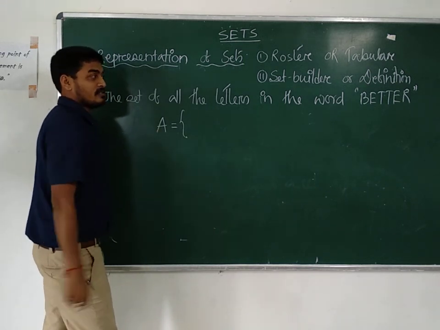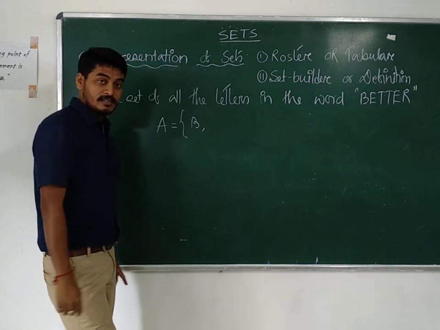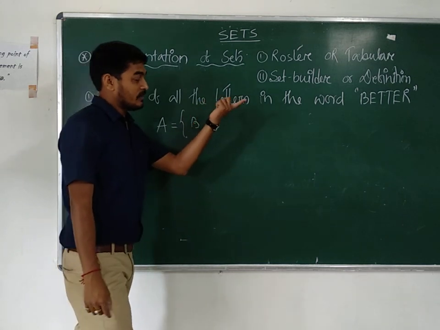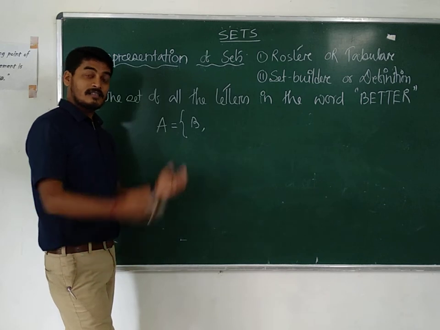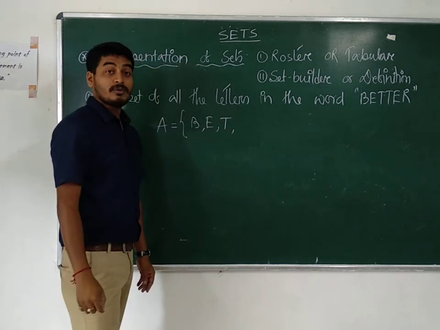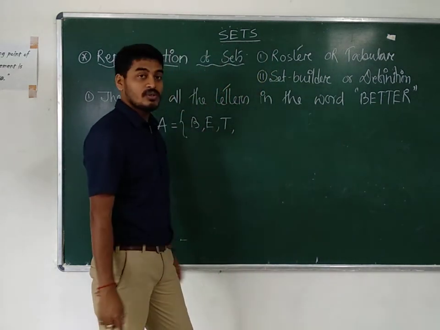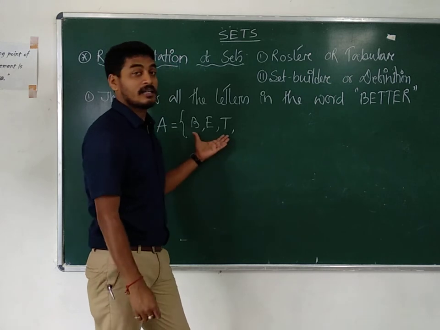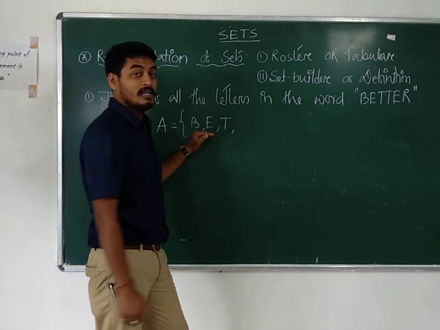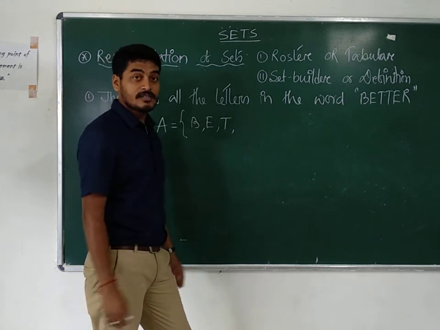So we will try to write down the letters. Generally, I have already informed you that you have to use small letters, but from the word you have to write down whatever letters are there, such as B, E, T. T repeats two times, so you are not supposed to write it two times. Repetition is not allowed in a set. The elements should be distinct. Every element cannot be repeated in the representation of a set.